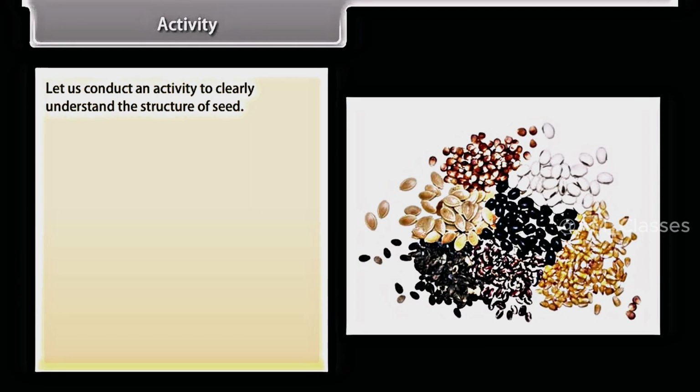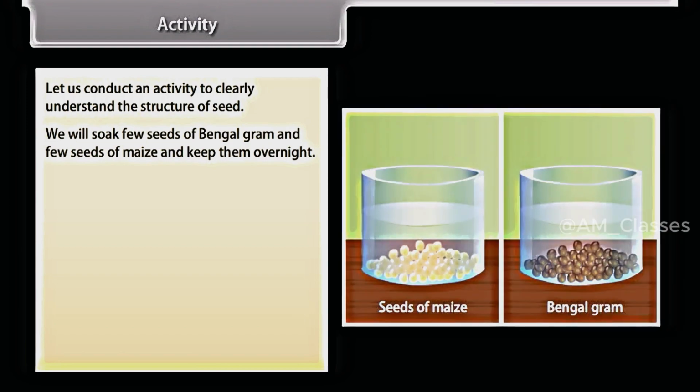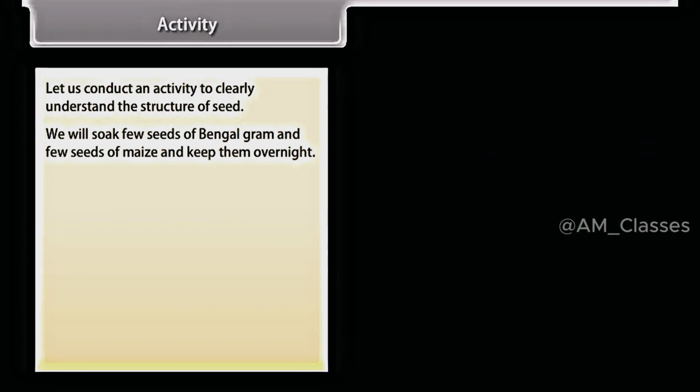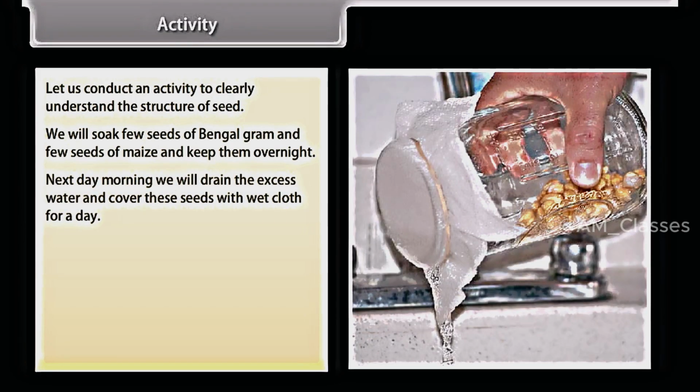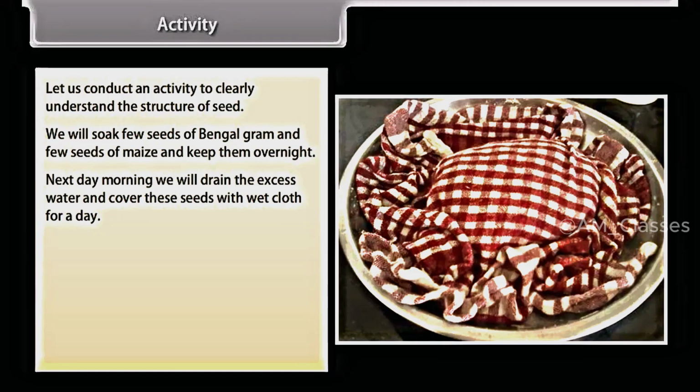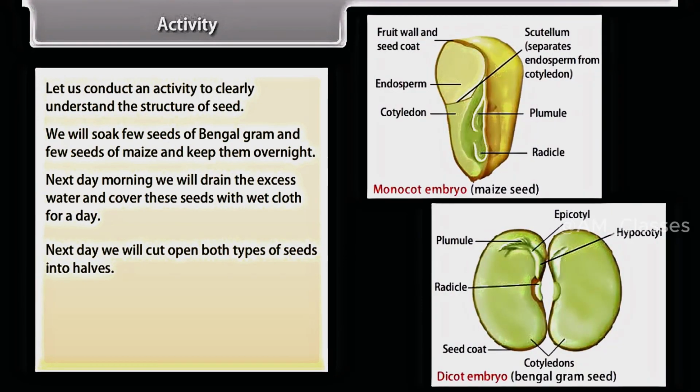Activity. Let us conduct an activity to clearly understand the structure of seed. We will soak few seeds of Bengal gram and few seeds of maize and keep them overnight. Next day morning we will drain the excess water and cover these seeds with wet cloth for a day. Next day we will cut open both types of seeds into halves.